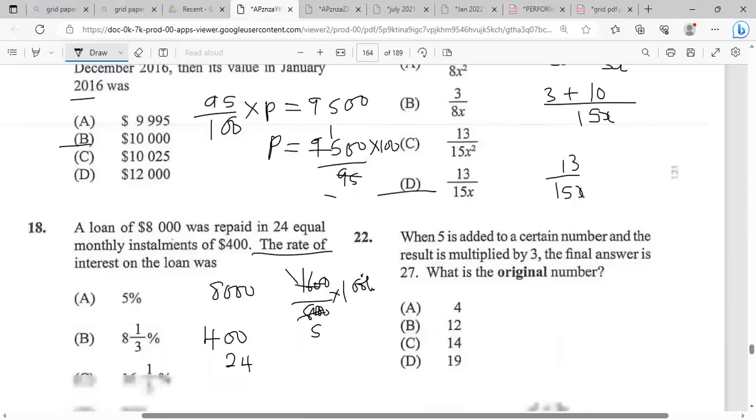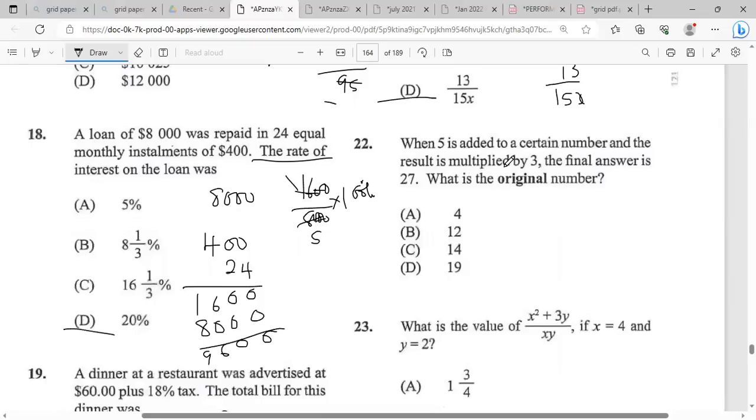When 5 is added to a certain number and the result is multiplied by 3, the final answer is 27. What is the original number? So we'll start from the final number, which is 27. They say multiply by 3, so what we're going to do is divide by 3, which works out to 9. So we know 9, and they say they added 5, so we do the inverse, which is subtract 5. All right, so our answer would be 4.